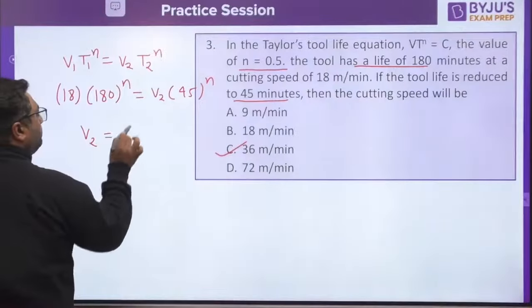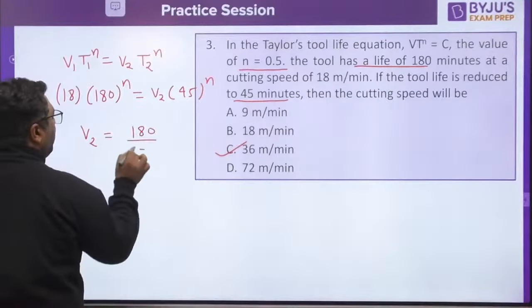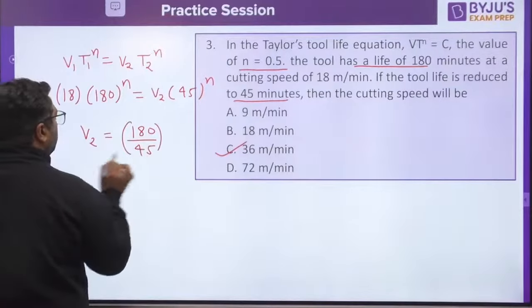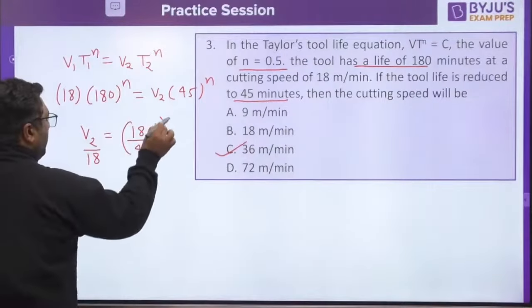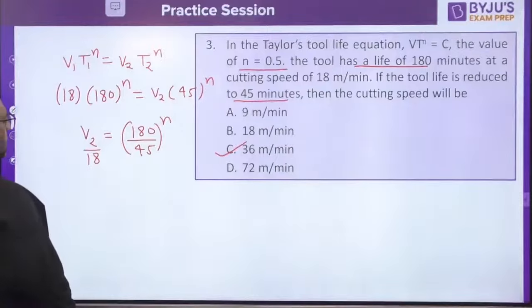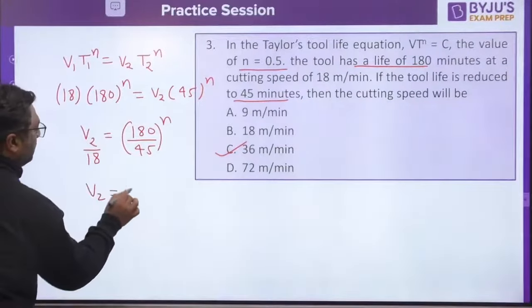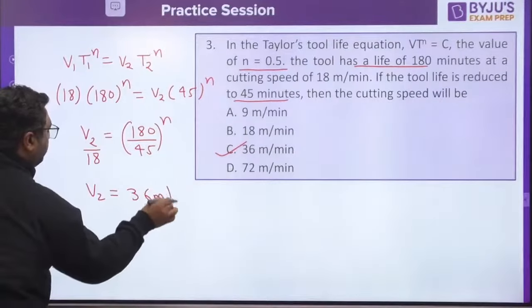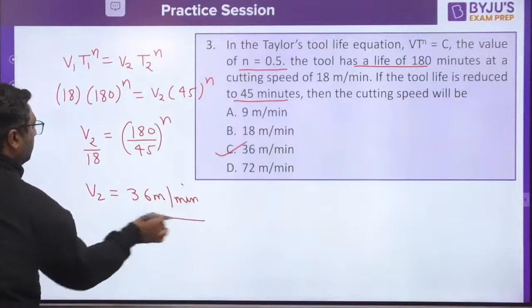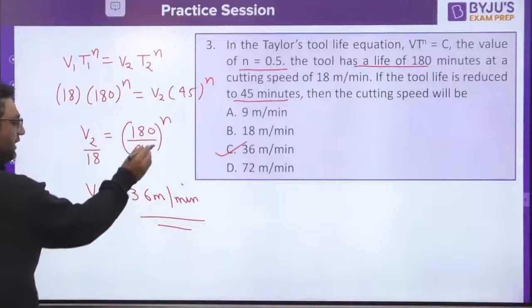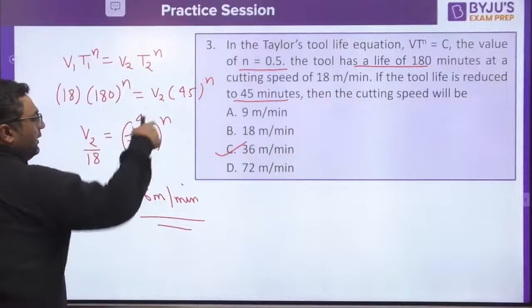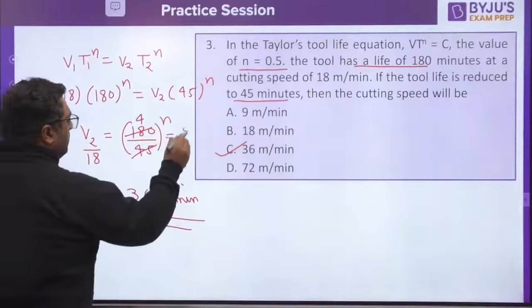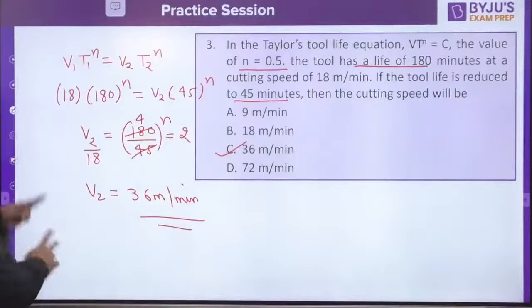V2 is (180 by 45) to the power n. 180 by 45. Yes. So you would get V2 to be 36 meter per minute. n is 0.5, 45 will cancel out this 4. n is 0.5 will give it to be 2. So the answer is C for that.